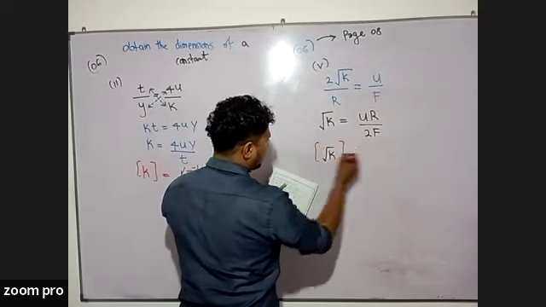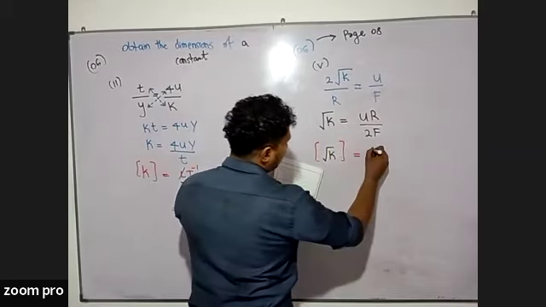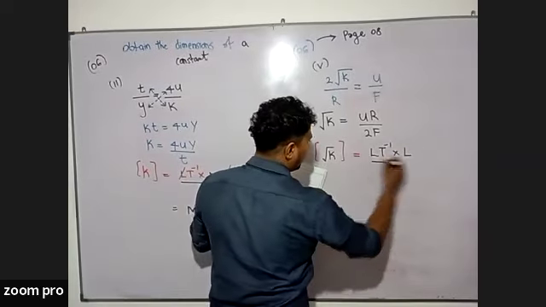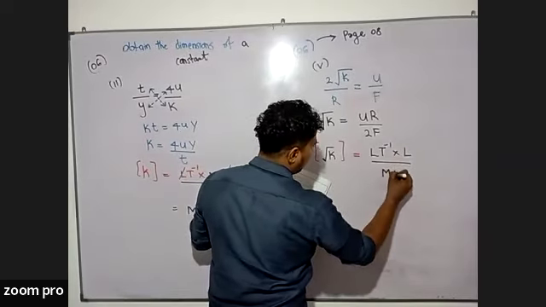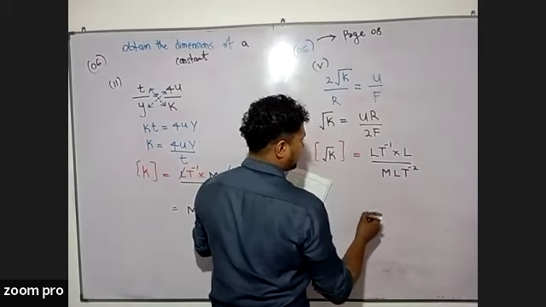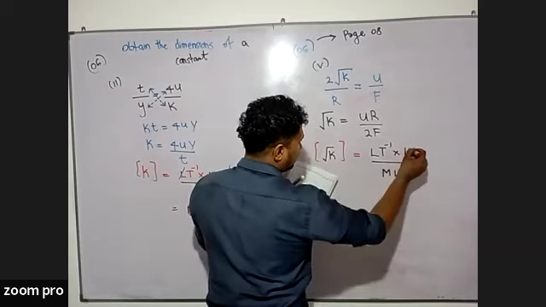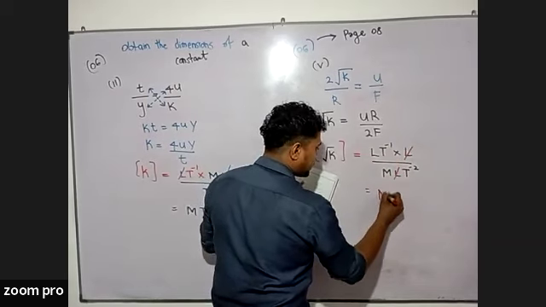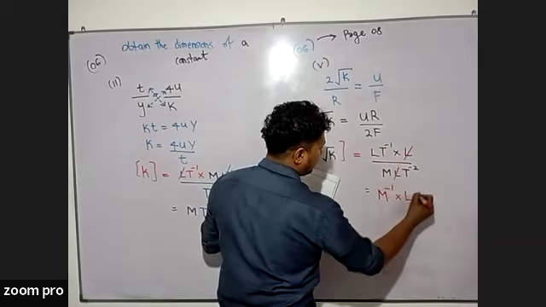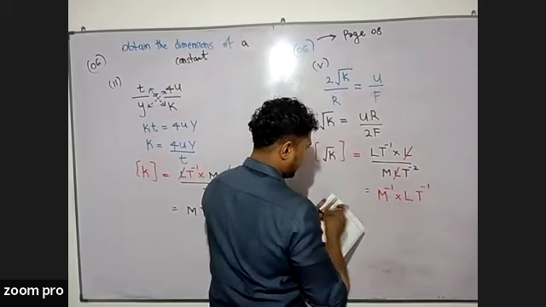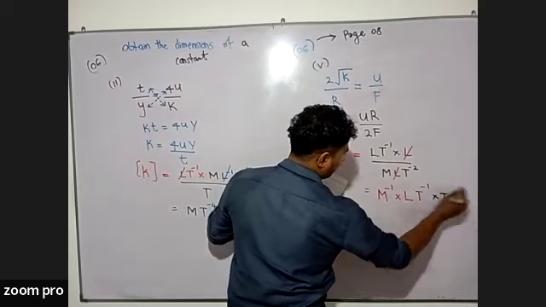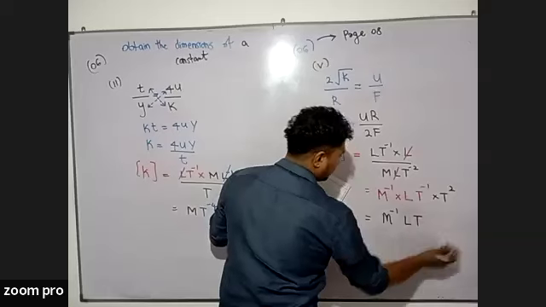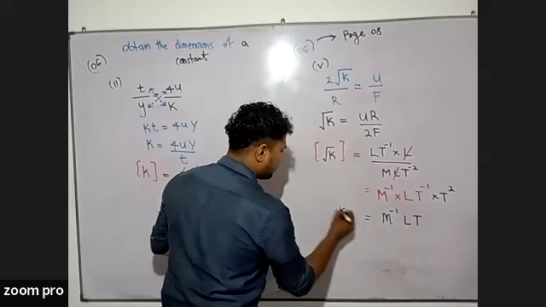Find the dimensions of root k equal to u, meaning velocity, LT minus 1, r, meaning radius, that is L, over f, meaning MLT minus 2, right? So in simplification, I can cancel these two. Then the M comes to the numerator and the T minus 2 comes to the denominator, converted to M minus 1 L T minus 1 and T plus 2, right? That means this is the answer for the dimensions of root k.